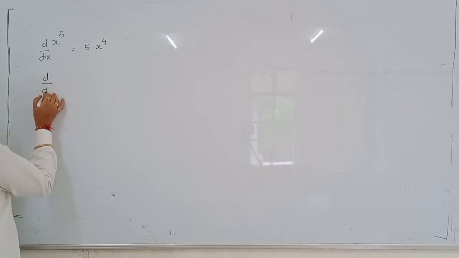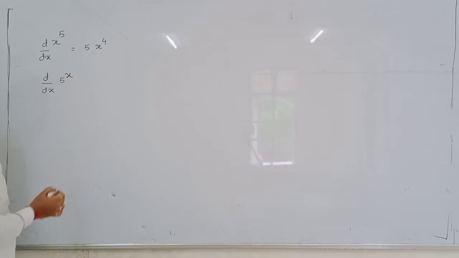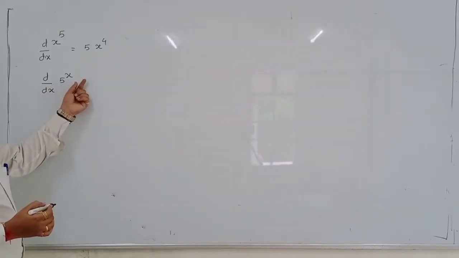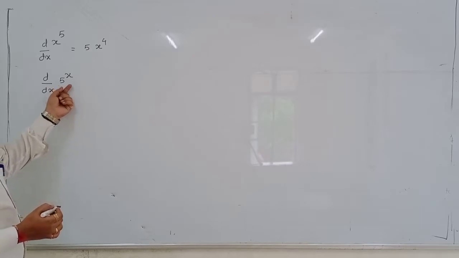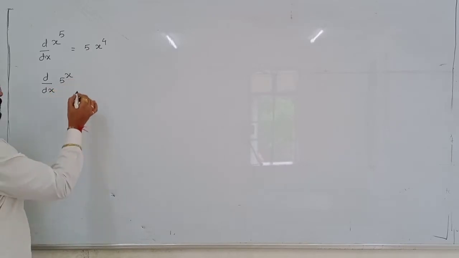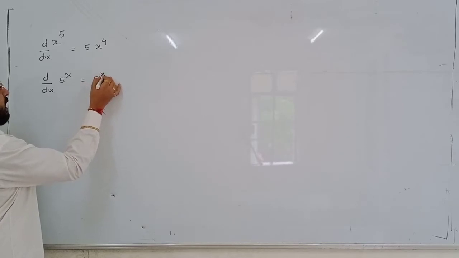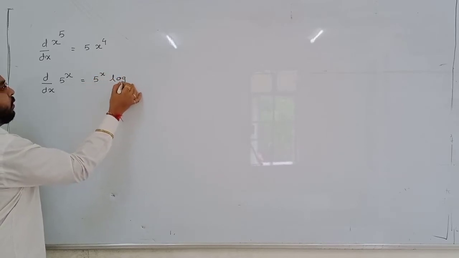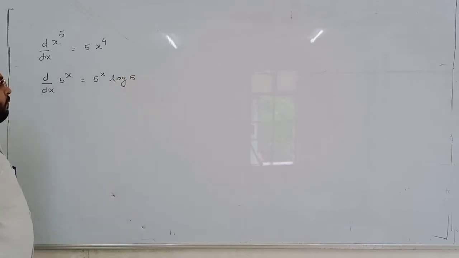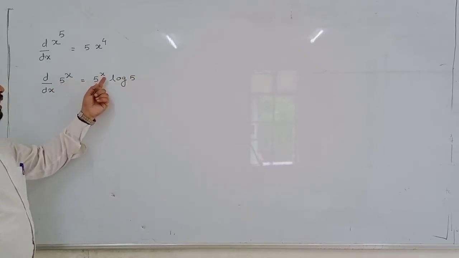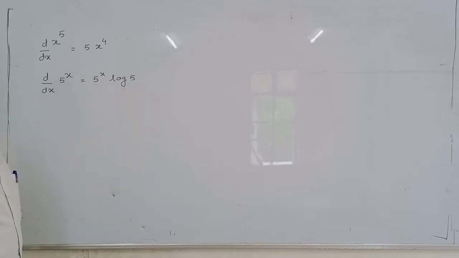But if the function is given as differentiation of 5 to the power x, then 5 is a constant and x is a variable. So when it is constant to the power variable, the differentiation will be 5 to the power x into log 5. Because differentiation of a to the power x will be a to the power x log a.